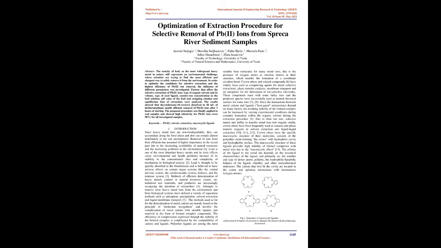The efficiency of complexation, expressed through the stability of the formed complex, is conditioned by the compatibility of cations and ligands. Polyether ligands are among the most suitable host molecules for many metal ions, due to the presence of oxygen atoms as electron donors in their structure, which enables the formation of a coordinate covalent bond.